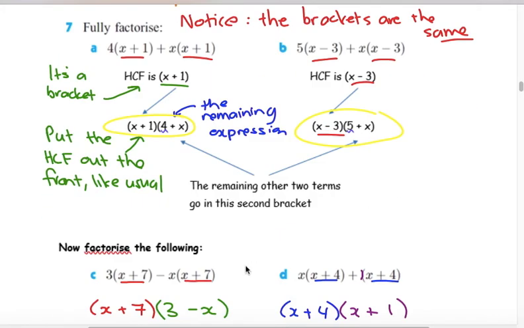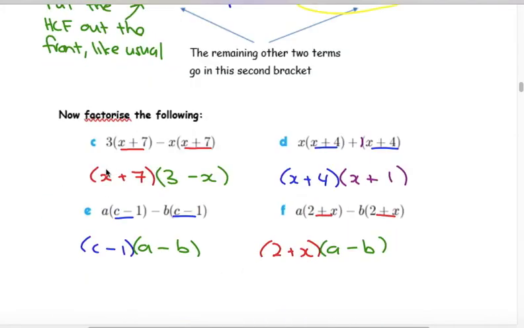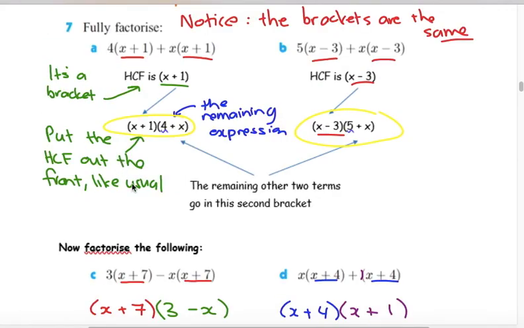So we've got 3x plus 7 minus x plus 7. The highest common factor is a bracket. So I've written the highest common factor in red out the front. So the highest common factor is x plus 7. And then the other remaining parts, 3 and minus x, go into the other bracket. And that makes sense because 3 times the red bracket makes this part, and negative x times that bracket makes this whole part here. Same here, we've got x plus 4.